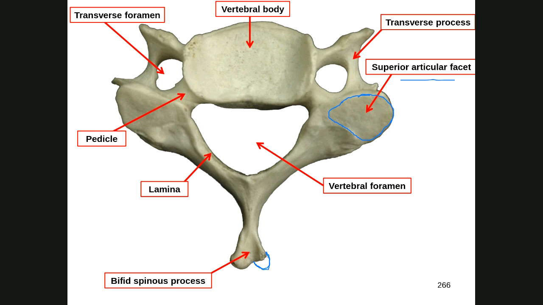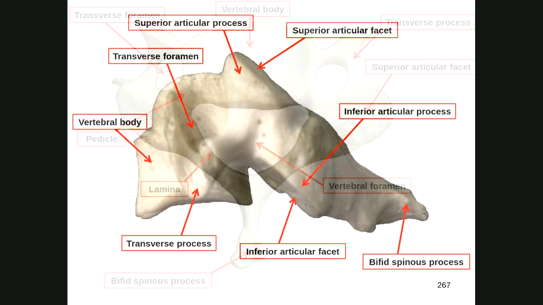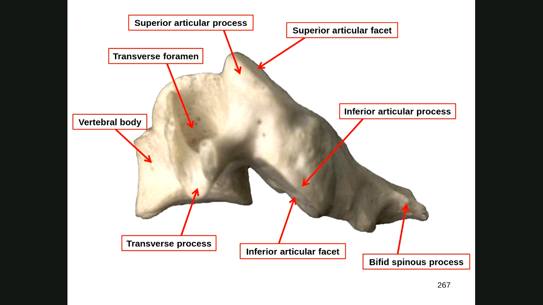Now what I'm going to do is show you the lateral view of this. See, this part up here does a really good job of showing you what I mean by the facet and the process. This arrow here is pointing to the whole process, and then this arrow here is pointing to the flat surface on top of that process.